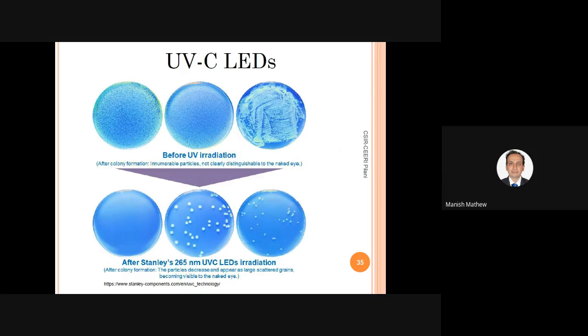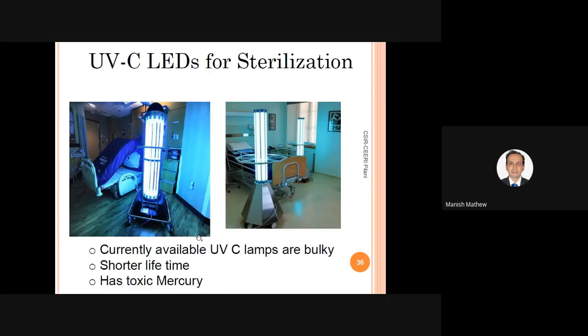So this is another image where you can see the use of these UV LEDs. If you look here, this is a colony of the bacteria or the viruses in this petri dish, and you can see with the naked eye how many there are. What we do here is we treat this petri dish with UV LEDs, and after that we can see that all the viruses or bacteria are deactivated.